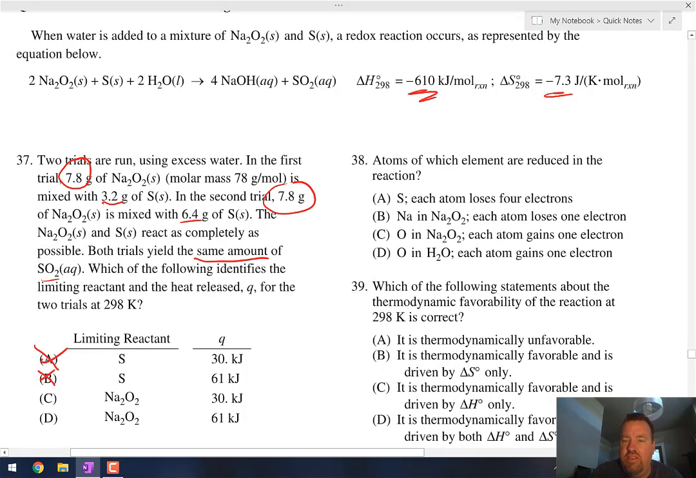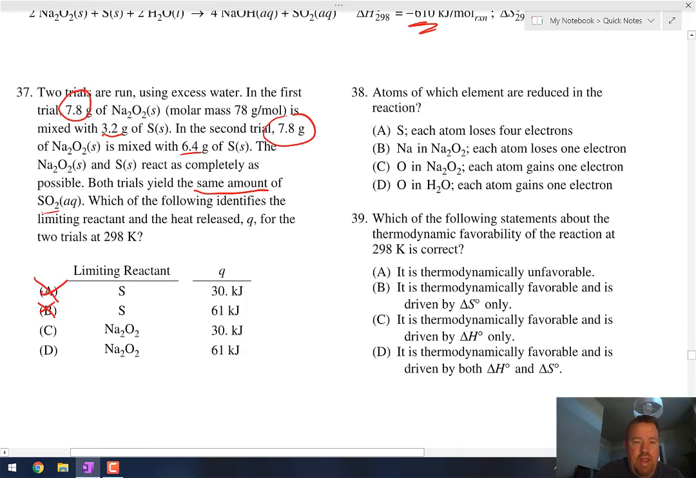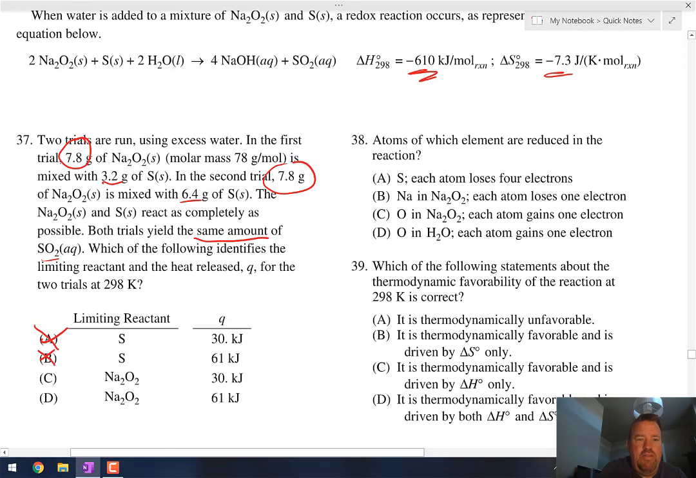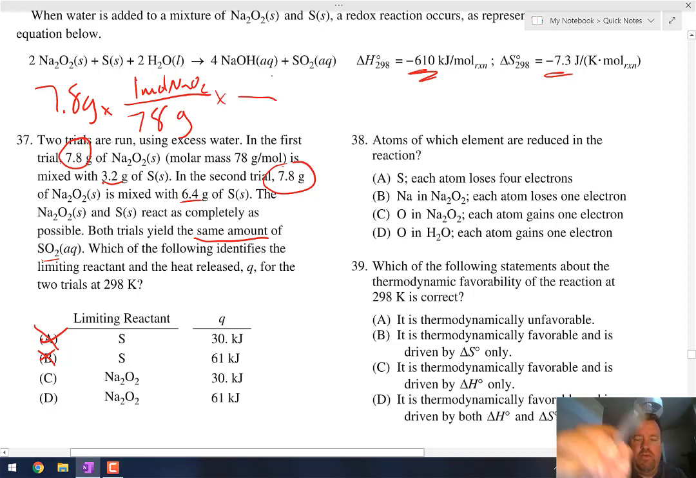So they give us an enthalpy change of negative 610. Okay, and now we have to use that to figure out the Q value. So we know that we have 7.8 grams of the Na2O2. So 7.8 grams, and then there are 78 grams in 1 mole of Na2O2. Again, convenient how it's 1/10 of that amount.